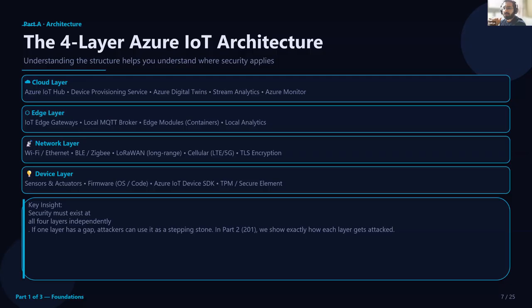One of the key insights from real-world IoT breaches is that attackers rarely stop at the device. They use the device as a stepping stone into the cloud environment. So that device-to-cloud pivot is the central theme of part two. That is what we are going to do in part two, where we'll see how exactly each layer is attacked.